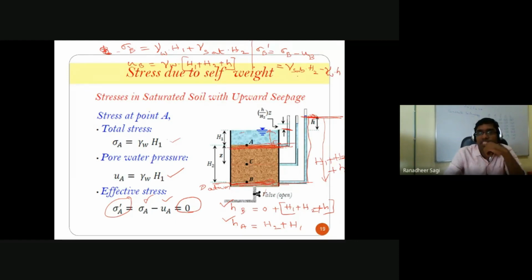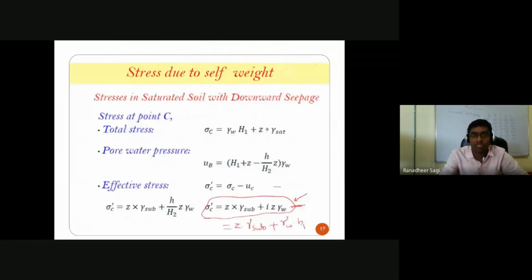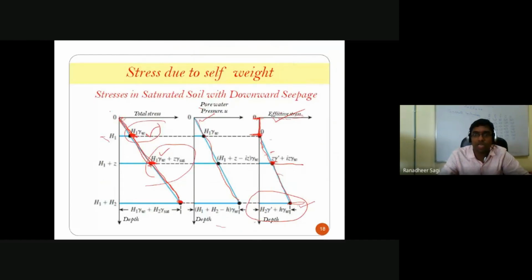Now, the effective stress that I am trying to calculate at point B comes out to be nothing but gamma submerged into H2 minus gamma W into small h. And if you look at the previous case where we calculated the effective stress at point B for the downward seepage flow, you could understand the expression. Let me go back to that particular expression I was talking about.